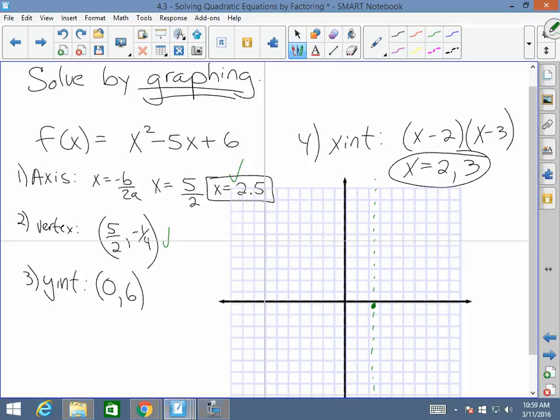My y-intercept is 0, 6. 1, 2, 3, 4, 5, 6. That's 2.5 to the left, so go 2.5 to the right. So here's a half and then 1, 2. Now the part that makes it all beautiful and perfect: my x-intercepts. I've got an x-intercept at 2 and at 3. And now that's an accurate graph. Does that make sense, what we're doing, why we're doing it, and how we're doing it?